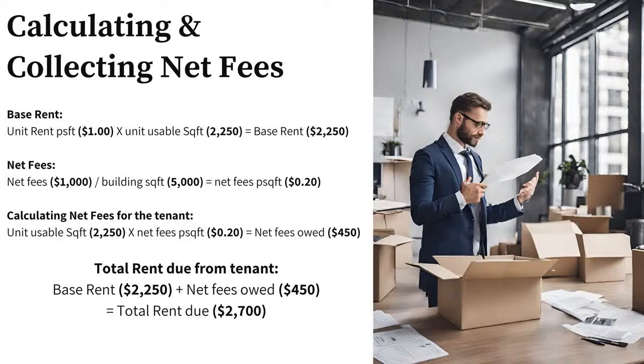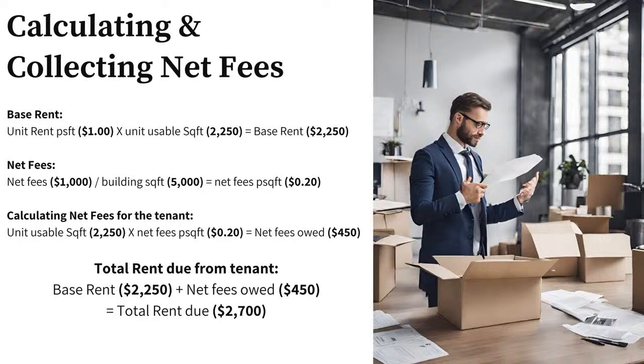Now, the tenant's not going to be paying for the whole building. They're going to be paying for their usable square feet, what they personally have as their unit. Okay. So to calculate for this tenant, we're just going to multiply the square foot by how much the net fees are. You see that right there. 2250 square feet by 20 cents is $450.